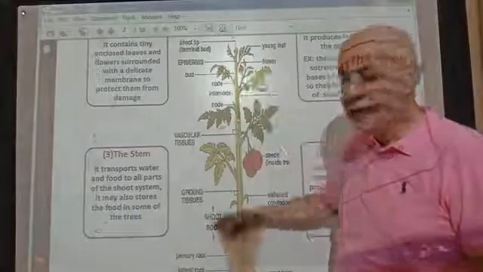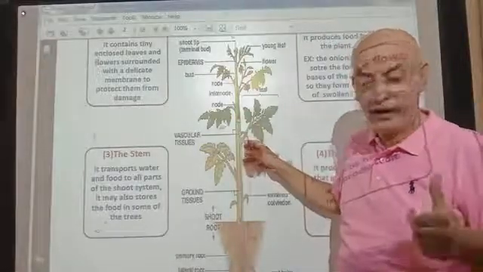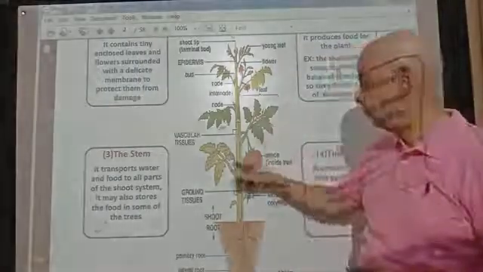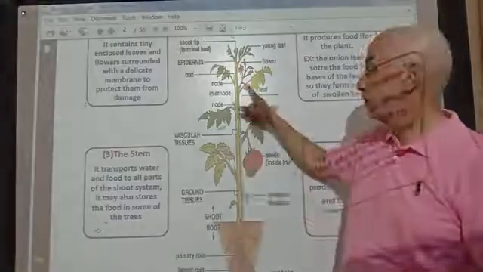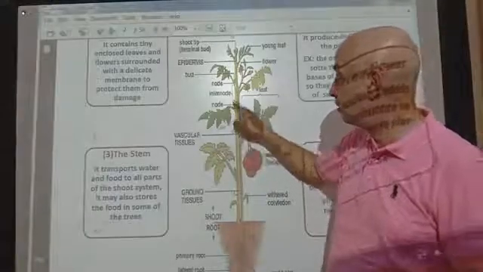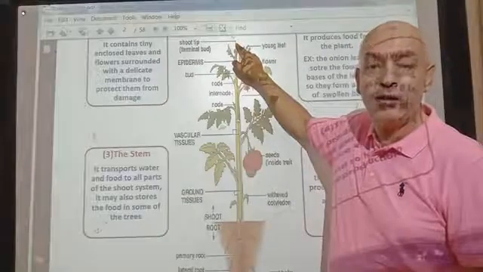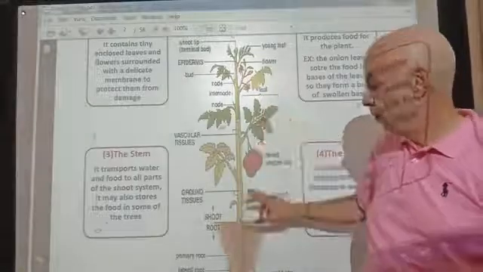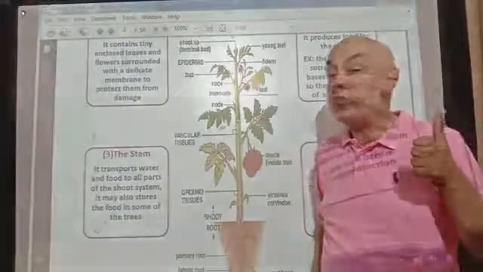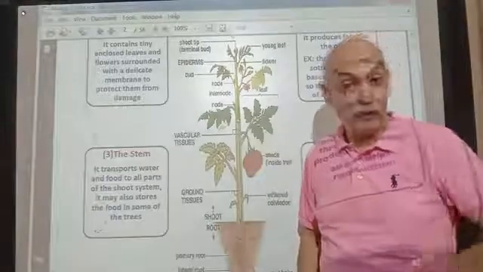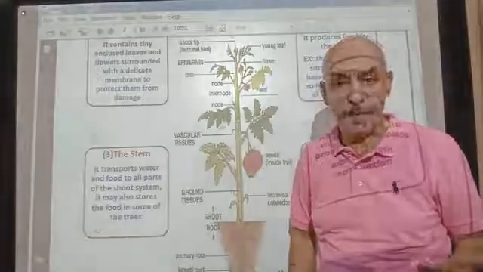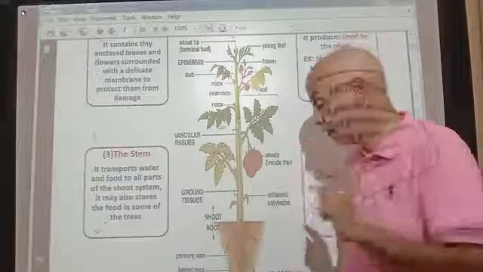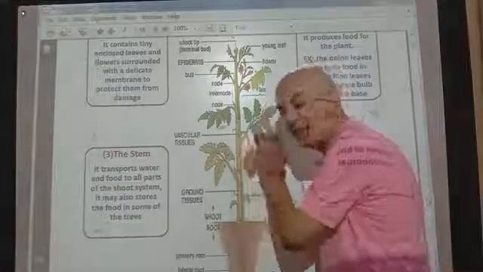Number two, shoot system consists of mainly the stem, and the stem carries on its body many organs such as the leaves, the fruit, the flowers, and here we have buds, and at the top of the plant is called terminal bud. Each one of them has its own function. For instance, the stem transports water and minerals from the root system and distributes it to all parts of the plant. So you have to be aware about the function of the root system and the shoot system, especially the stem.